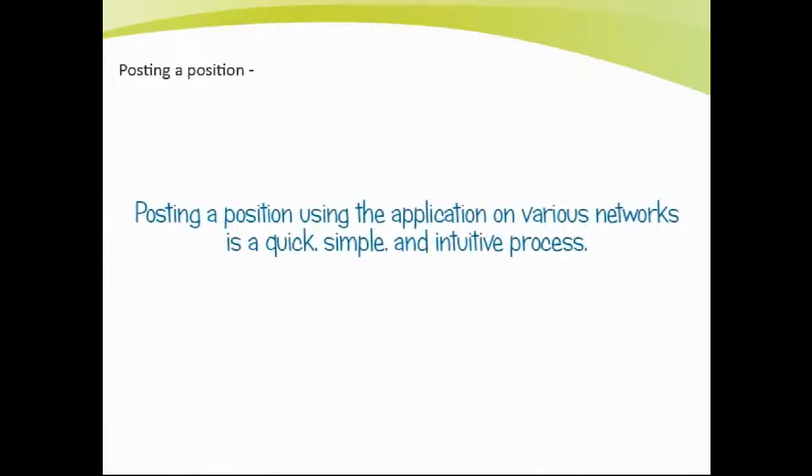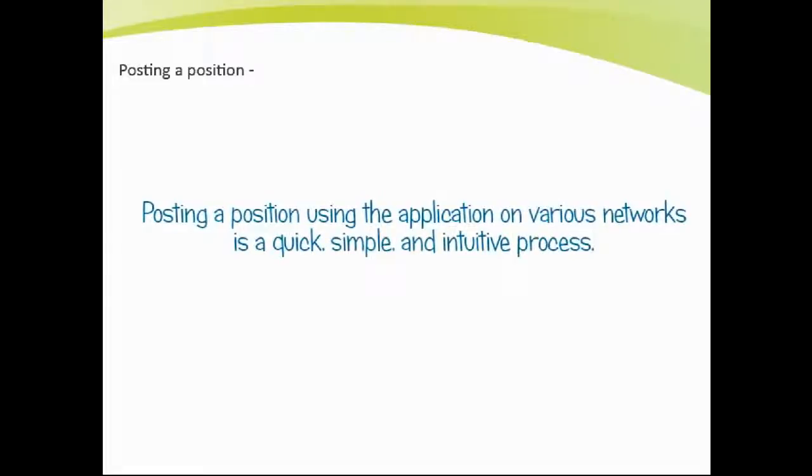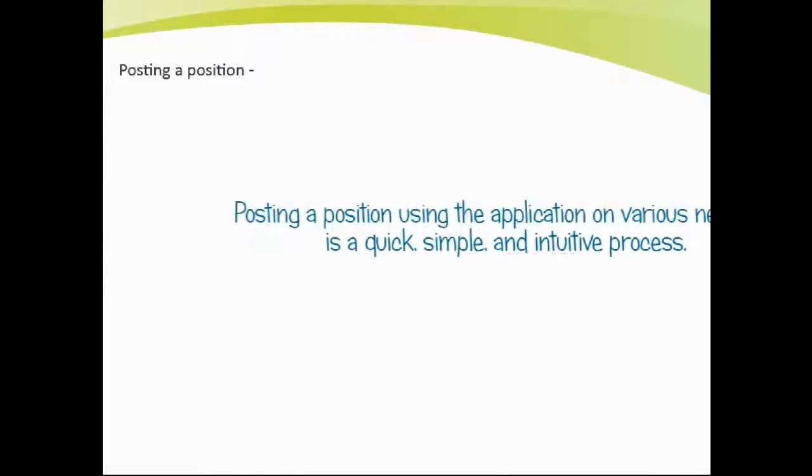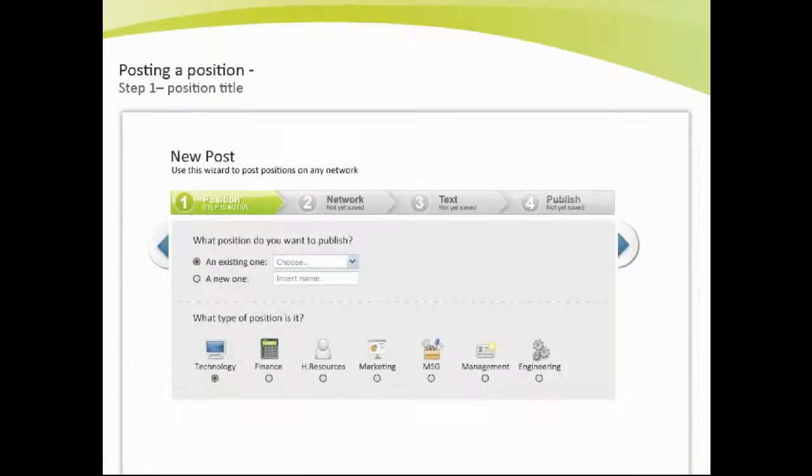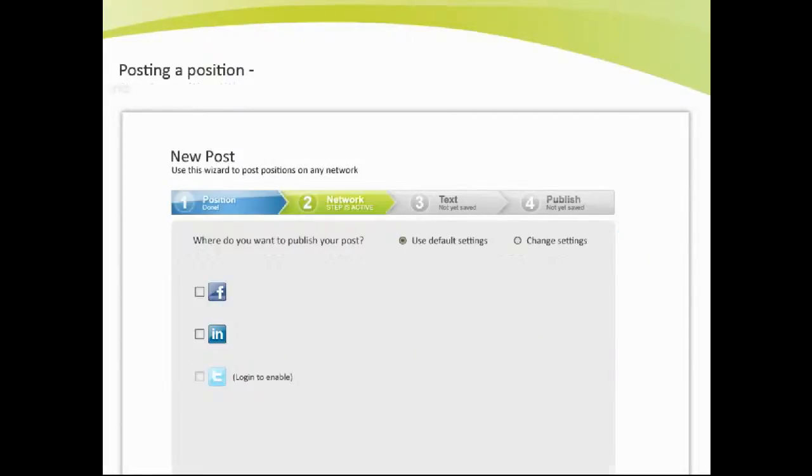Posting a position using the application on various networks is a quick, simple, and intuitive process. There are 4 simple steps in posting a position. The first step is feeding in a title for the position you would like to post, and the type of content to which it relates. The second step is deciding on which networks the post will appear. You can choose to use your default settings, or change them.